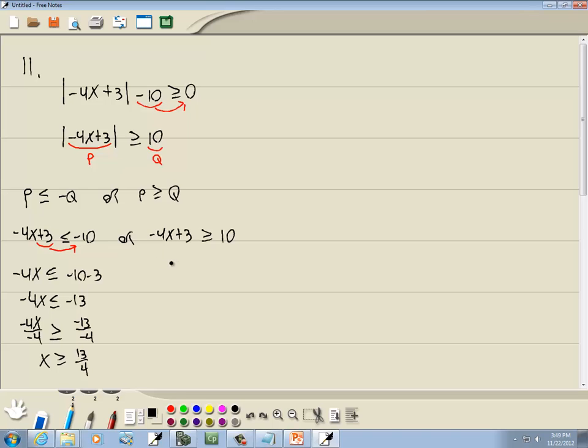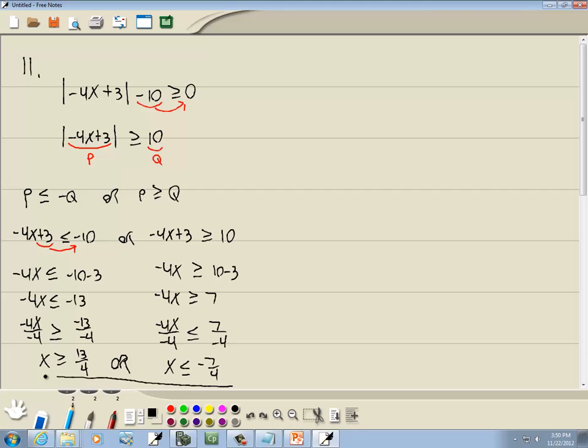And we'll do the same thing on this one. Take the 3 to the right side, becomes a negative 3. So we got 10 minus 3. 10 minus 3 is 7. And then divide both sides by negative 4. And again, when we divide both sides by a negative number, we flip our inequality. So this becomes a less than or equal to. So we got x is less than or equal to negative 7/4, with an or between them. And that's our answer.